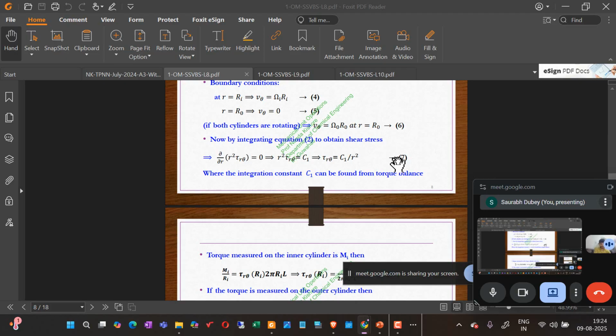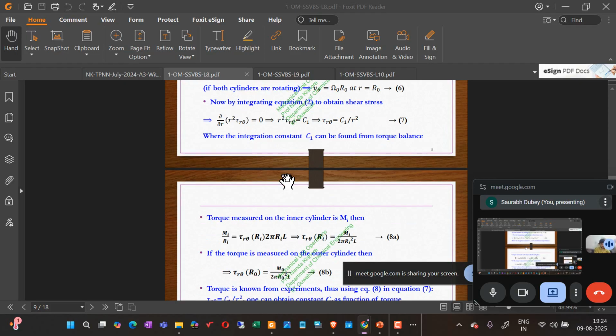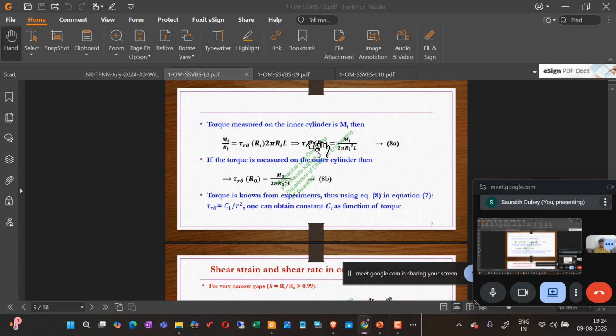And why is this torque arising? Because you are rotating the fluid with a given rotational velocity, omega, it leads to a torque within the fluid. If you measure that torque somehow, then you can find the shear stress, which is tau r theta. So this torque measured on the inner cylinder is Mi. You should remember this Mi, because we will be using it.